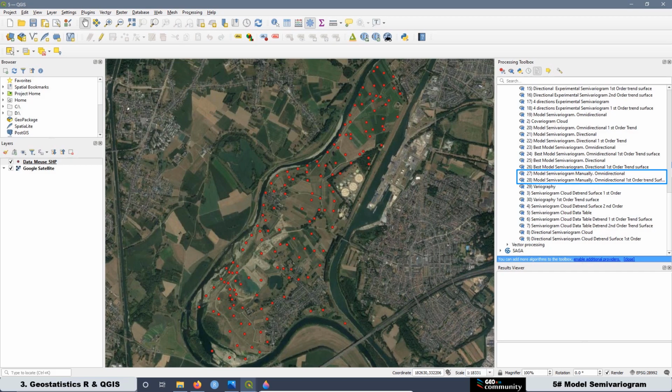And the last one is related to the fit of the theoretical semivariogram model on the data, but this time it's manual. It means that we can decide what values we want for the partial sill, for the range, and for the nugget. And all these scripts have been created for data that is stationary and also for data that presents a first order trend surface.